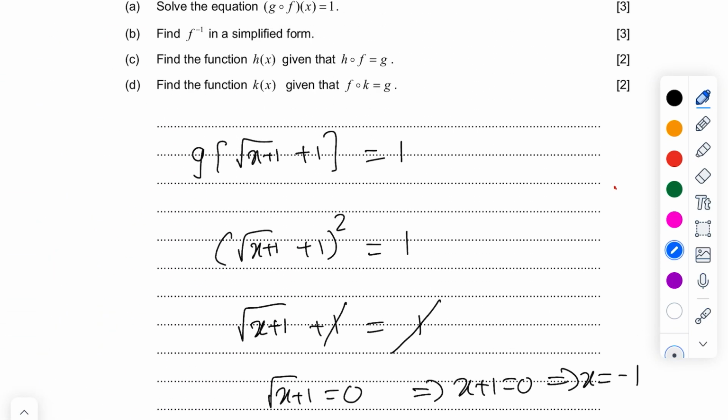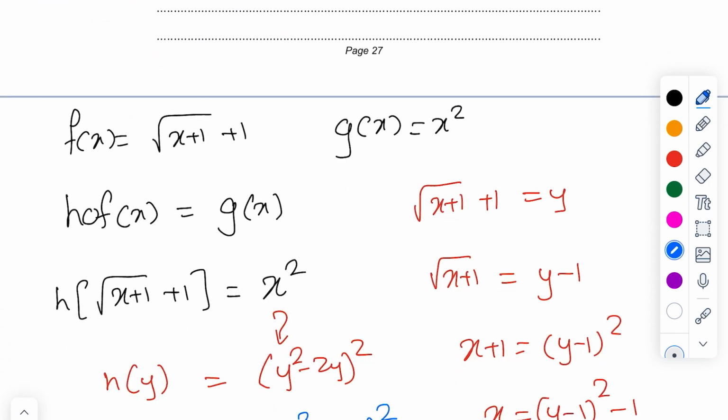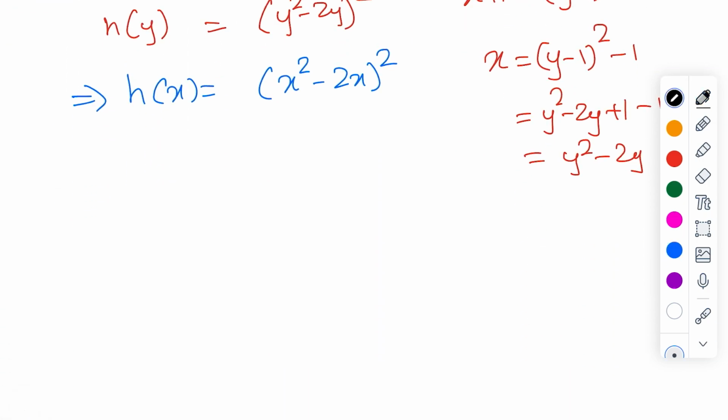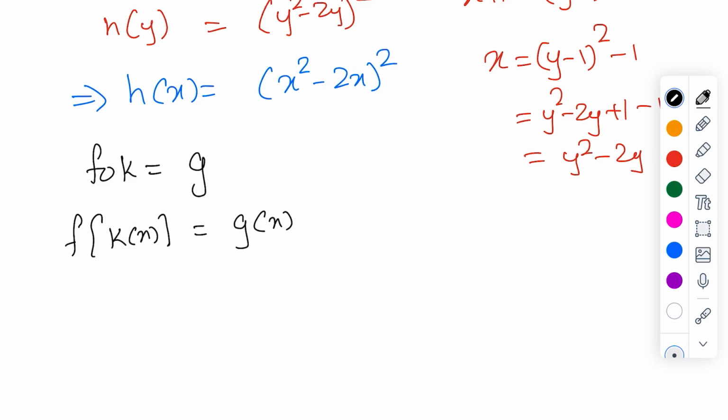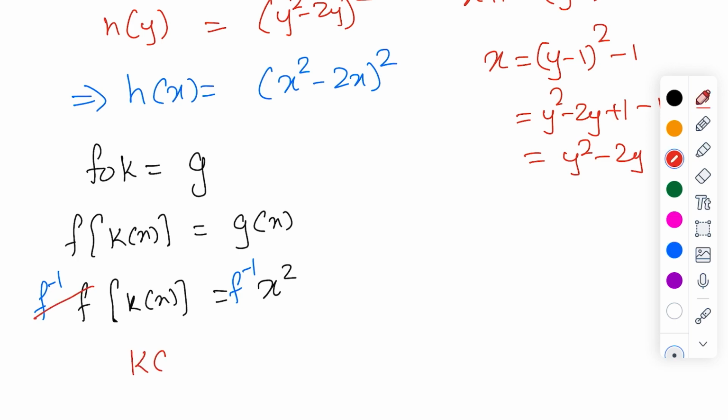Next it is asking k of x, f of k equals g. f circle k equals g. What is k of x? So f of k of x equals g of x. g of x is x square. Now what am I doing? Applying f inverse on both sides, so that f and f inverse get cancelled. I'll be getting k of x. k of x equals f inverse of x square.